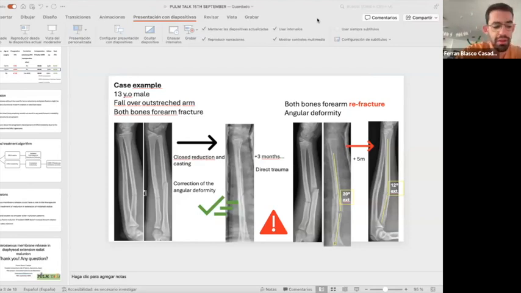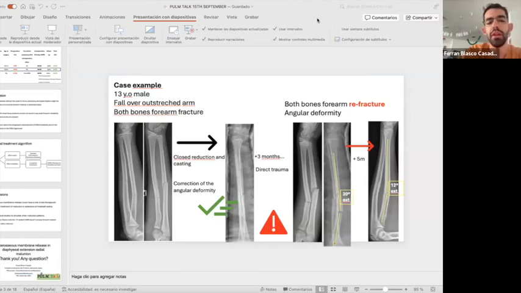One of the limitations of this in vitro study is that we didn't simulate any angular deformity or rotational deformity, which is also a problem of those fractures. So this is the first step of a larger way of thinking about the forearm malunion treatment. This is not the end of the study. You know what I mean?